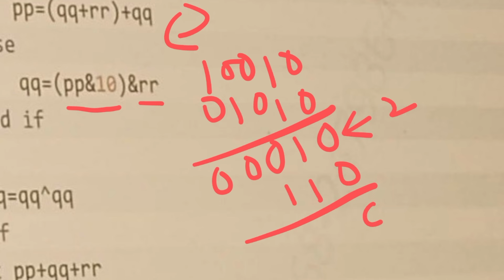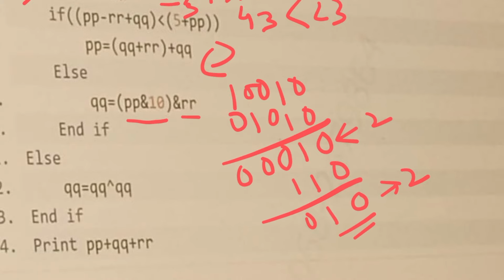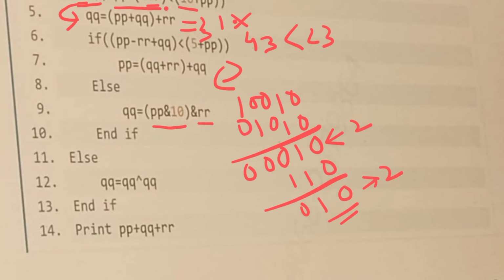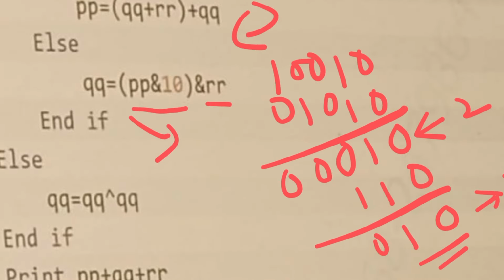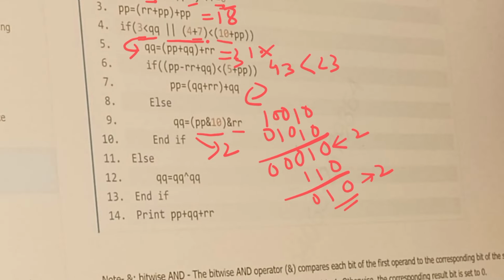0 and 0 is 0, 1 and 1 is true. So true, false and true, false. So this again becomes 2. This is the binary representation of 2. So the value of q is now reinitialized as 2. Just ignore this value.